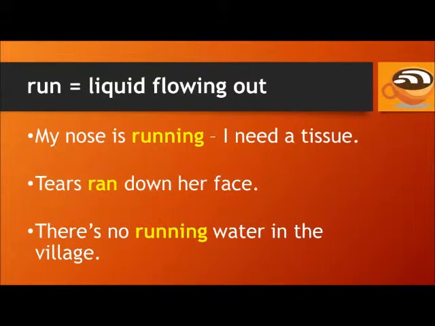Run is also used when liquid is flowing out. For example, my nose is running, I need a tissue. Tears ran down her face. There's no running water in the village. Running water refers to the modern system where you can turn on the faucet in the sink and water comes out automatically.